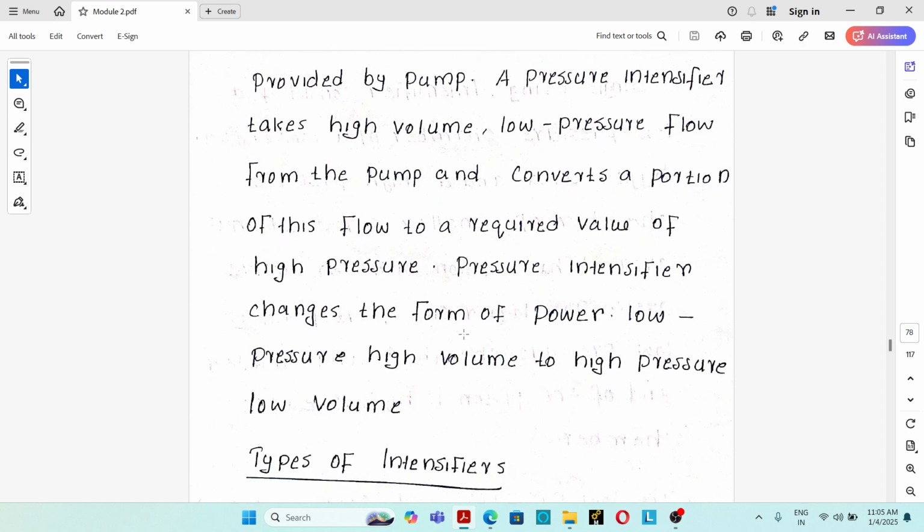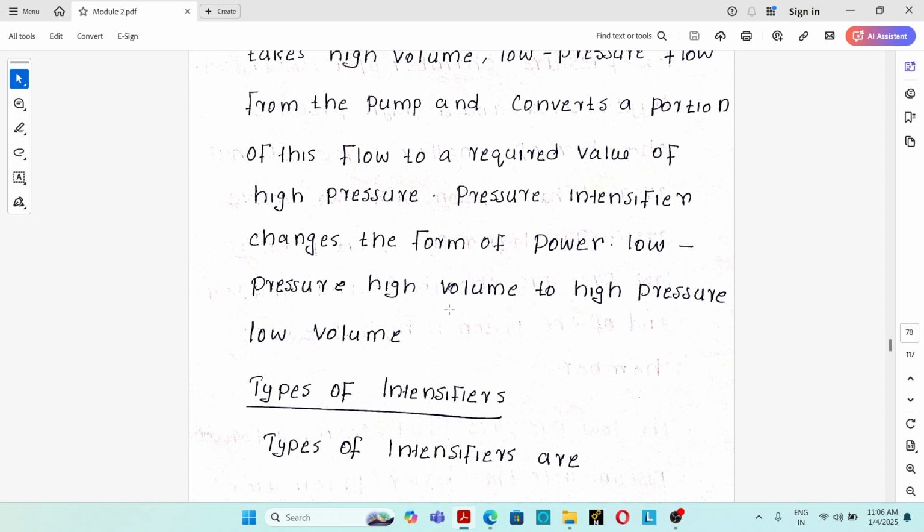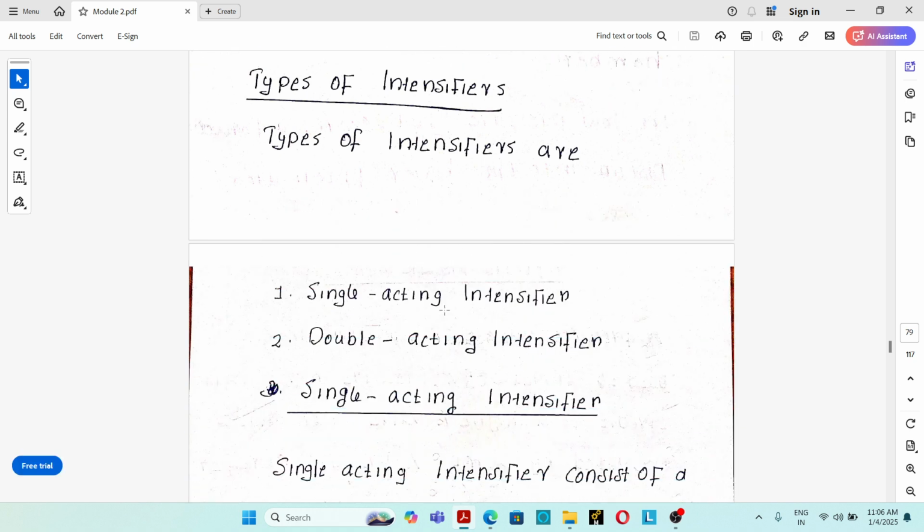A hydraulic intensifier takes high volume, low pressure hydraulic oil and converts it into low volume, high pressure hydraulic oil. That high pressure hydraulic oil will be utilized by the hydraulic circuit. See, there are two types of hydraulic intensifier. First one, single acting intensifier. Second one, double acting intensifier. These are the two classifications of hydraulic intensifier.